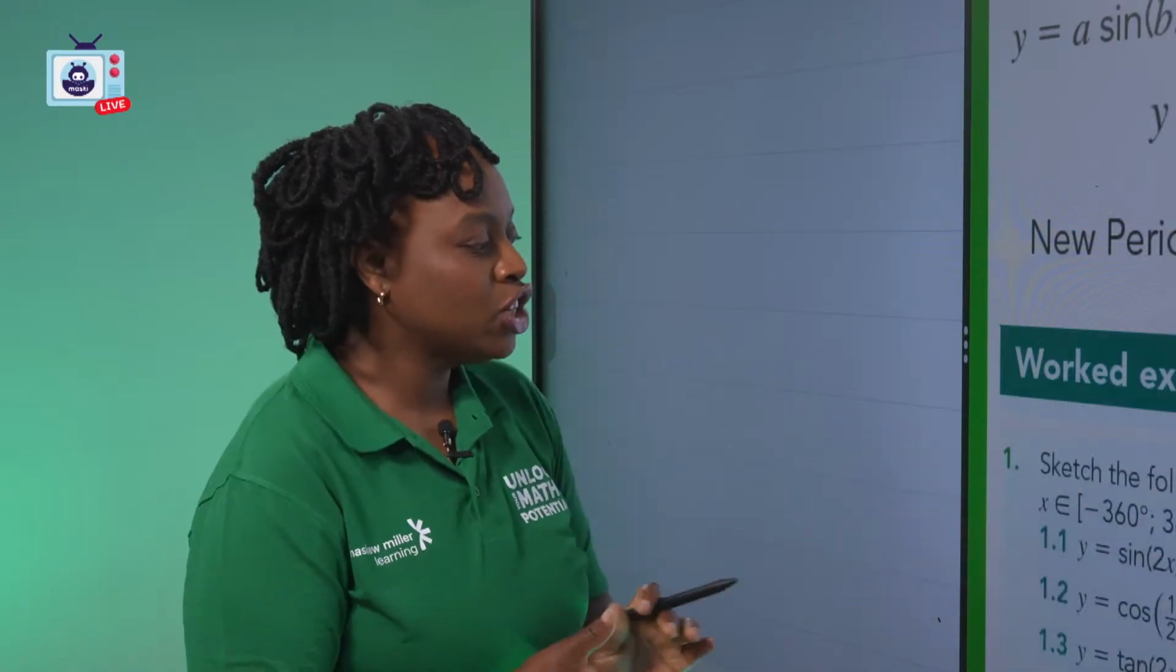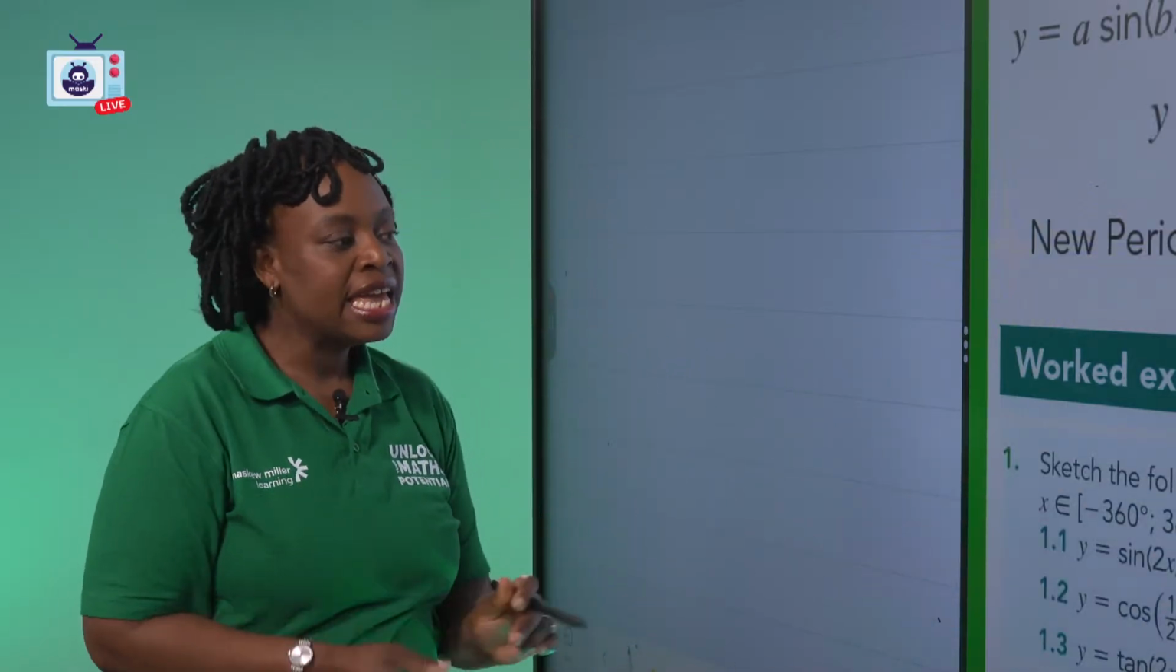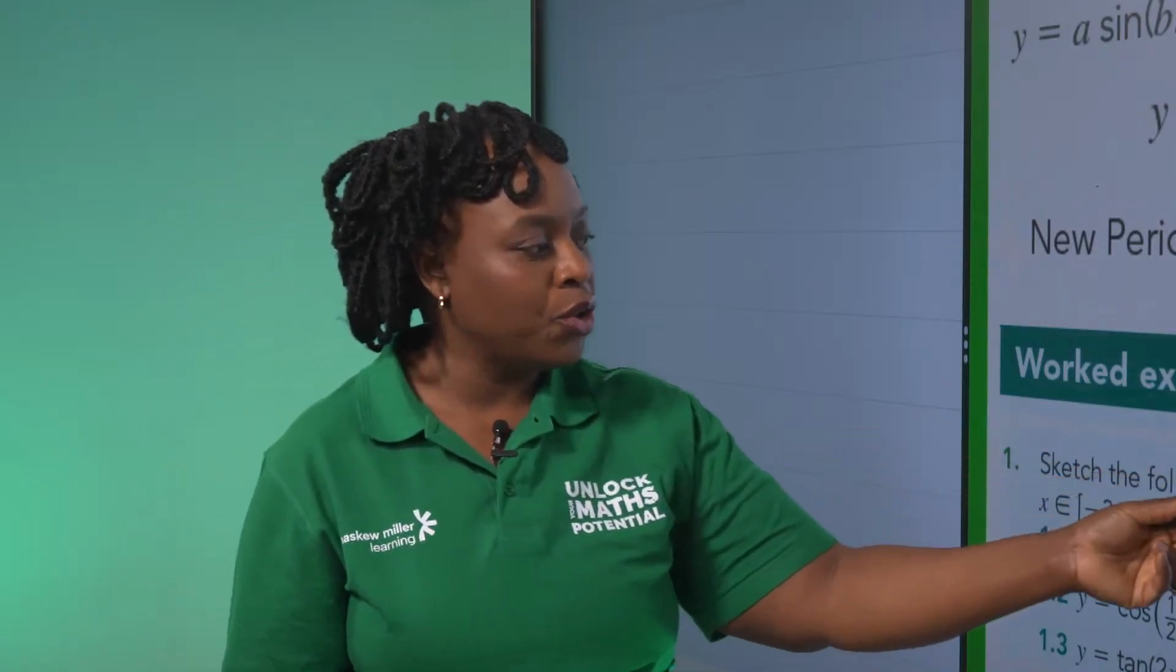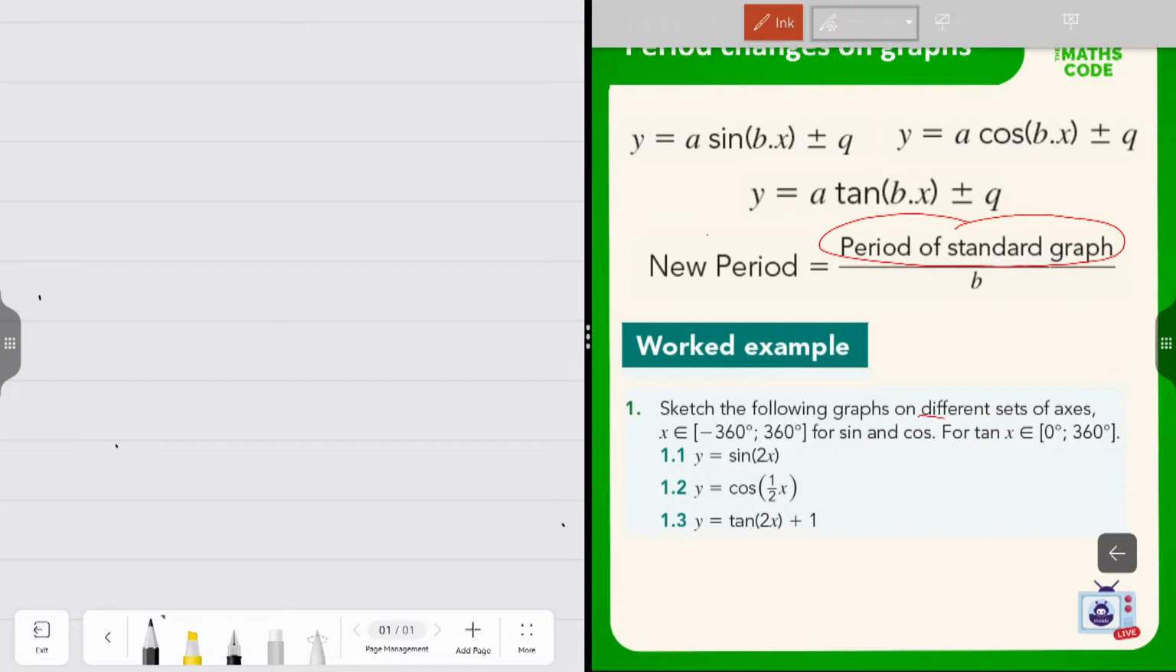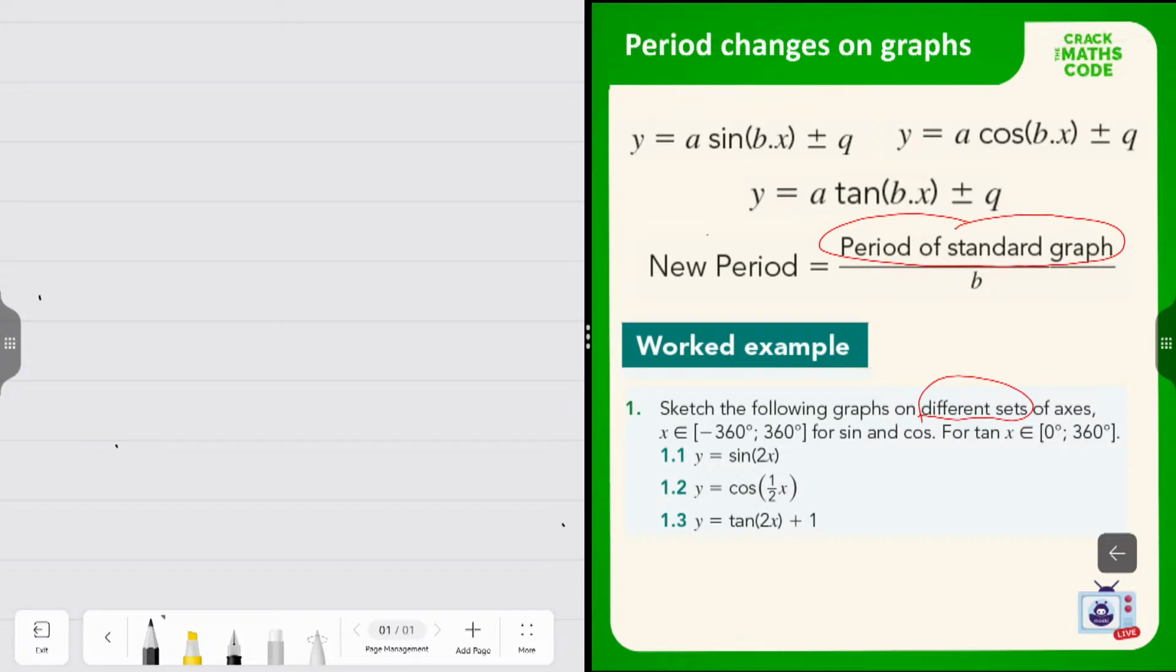Okay, so let's check this example that we have here. They said sketch the following graph on a different set of x's. This is one example, but some can say sketch the graph on the same set of x's. You need to monitor that very closely, because this is your key. You are doing it on the different or on the same set, so always monitor that very well, right?